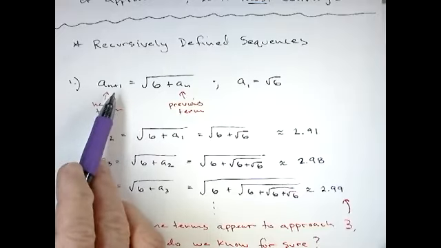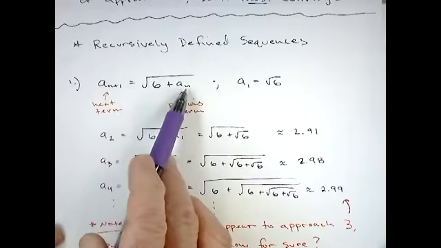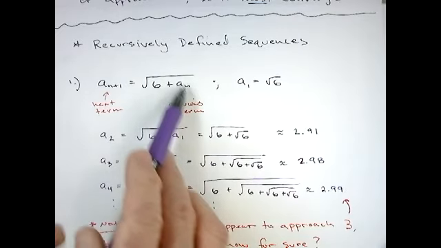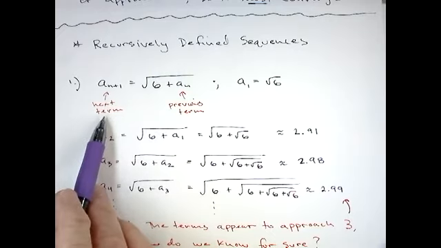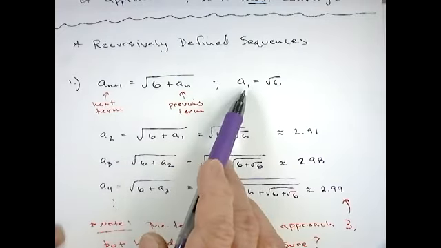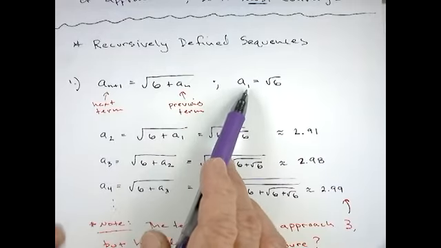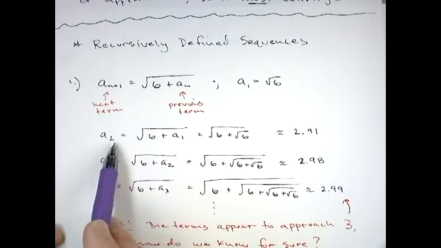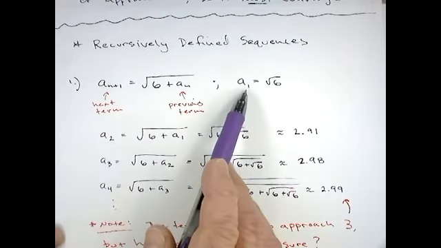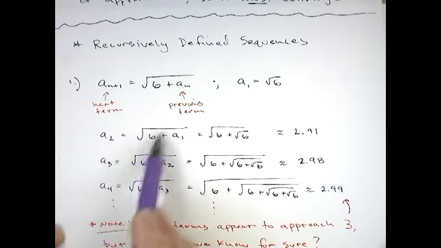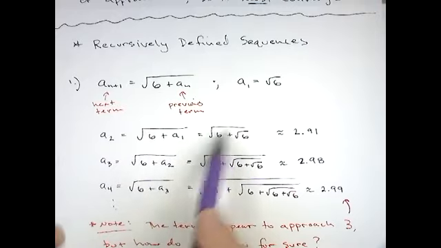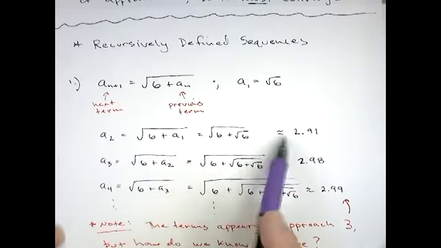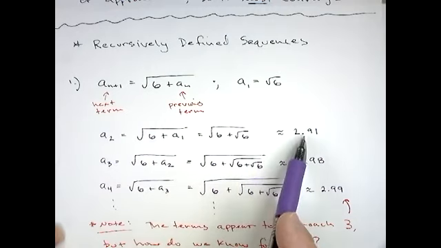I have a sub n plus 1 equals the square root of 6 plus a sub n. A sub n would be whatever term in the sequence, my nth term, and a sub n plus 1 would be the next term. Now I also have to give a first term in the sequence, so I have a starting point. So if I start with a sub 1 being root 6, then the way this works is a sub 2, which is the term after a sub 1, would be the square root of 6 plus a sub 1. I would put the previous term right in there, and I get the square root of 6 plus root 6, which if you work it out on a calculator is about 2.91.